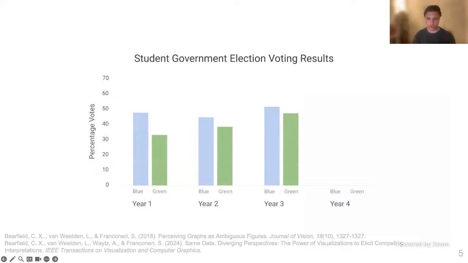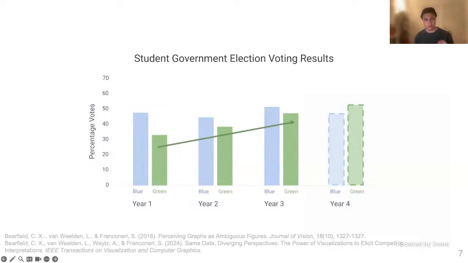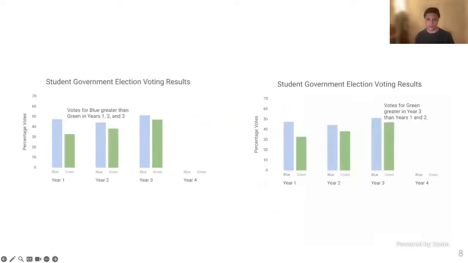So this bar chart shows 3 years of a fictional student government election with a blank space for year 4. This chart is specifically designed to be ambiguous. So if participants notice the predominance of blue, they would predict blue to win in year 4. But if they notice the steady increase of green, they would predict green to win in year 4. And we can use text to bring that story to the forefront of reader attention and highlight those patterns in the chart.